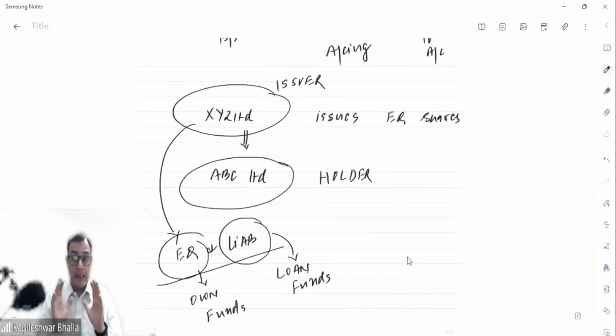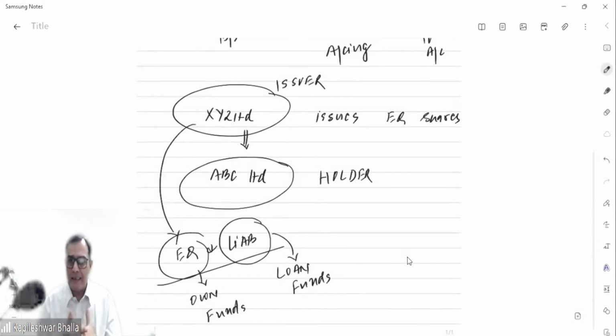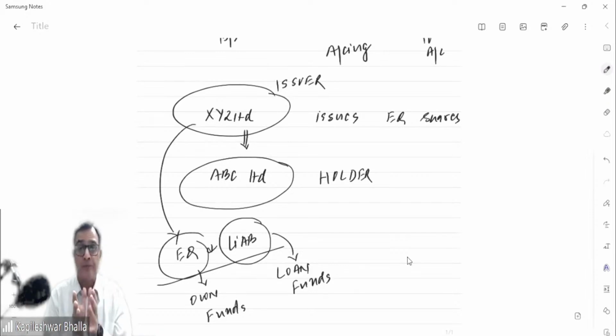But let's first of all understand the problem which is confronted by XYZ, or I would say the issue which he confronts as an issuer: is he supposed to reflect this instrument as an own fund, that is an equity instrument, or as a loan fund, which is called a financial liability? So he faces an accounting issue to classify, or I would say to present the instrument in the balance sheet of the company as own funds or as loan funds.